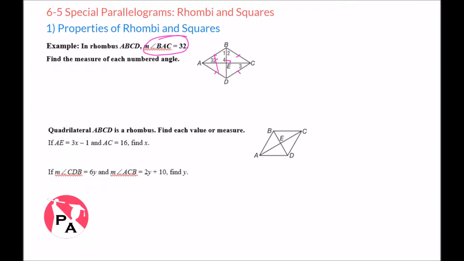Angle BAC is 32 degrees right here. The angle is 32 degrees. This one right here. So find the measure of each numbered angle. Let me figure out all of the angles. So if this angle is 32 degrees, since AC is one of the diagonals, it cuts angle A in half. It seems like one of the halves of angle A is 32 degrees, so the other half is going to be the same. This one is 32 as well.